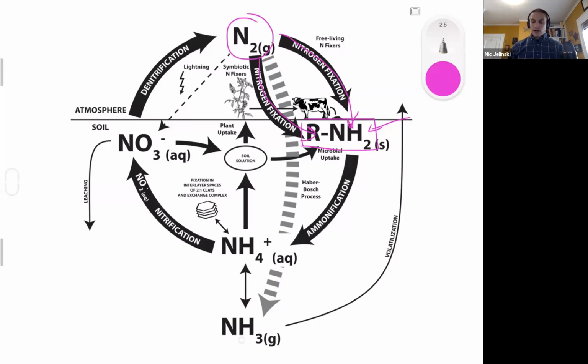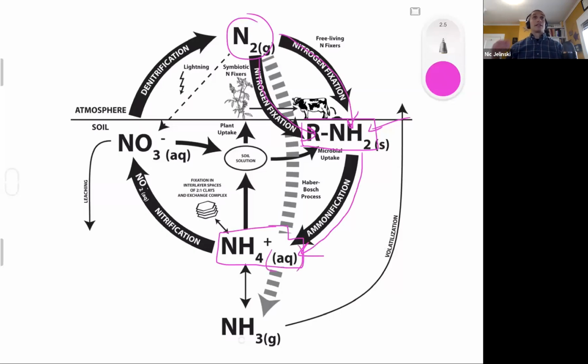That process is called ammonification. What happens when microbes decompose the organic molecules that contain nitrogen is they cleave off these nitrogenous groups, and release ammonium, NH4+, and that's a dissolved ion. That AQ just means aqueous.